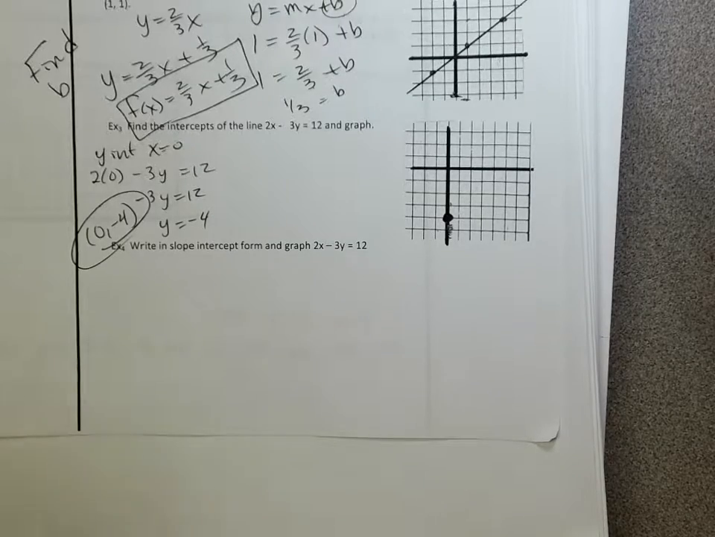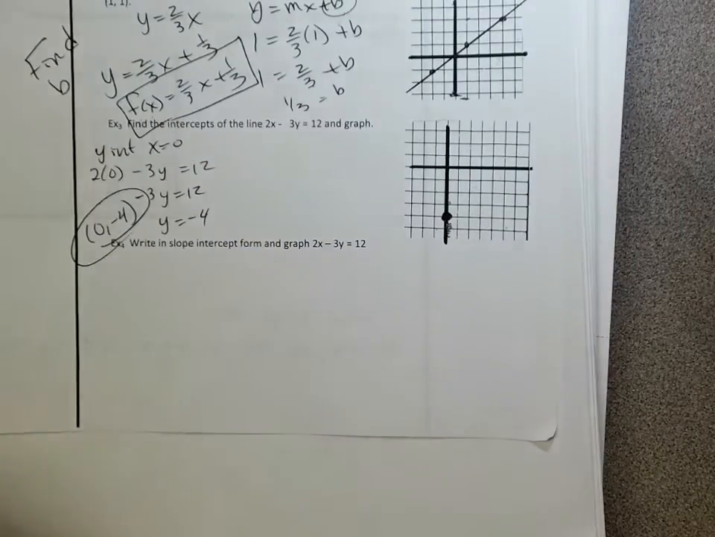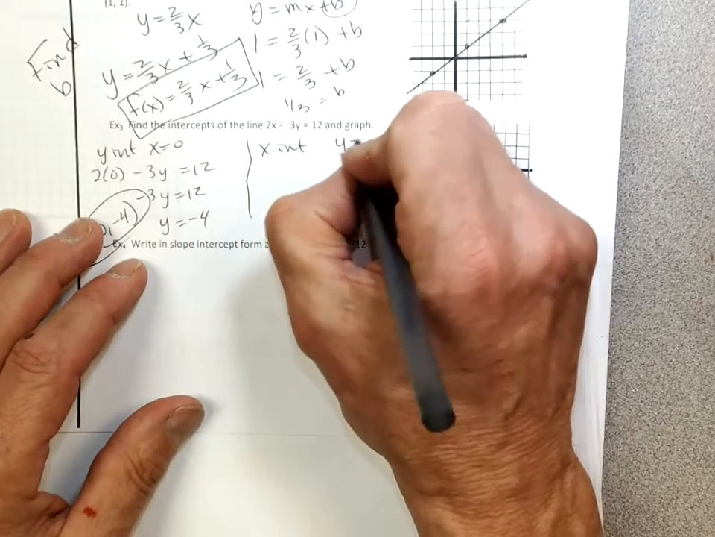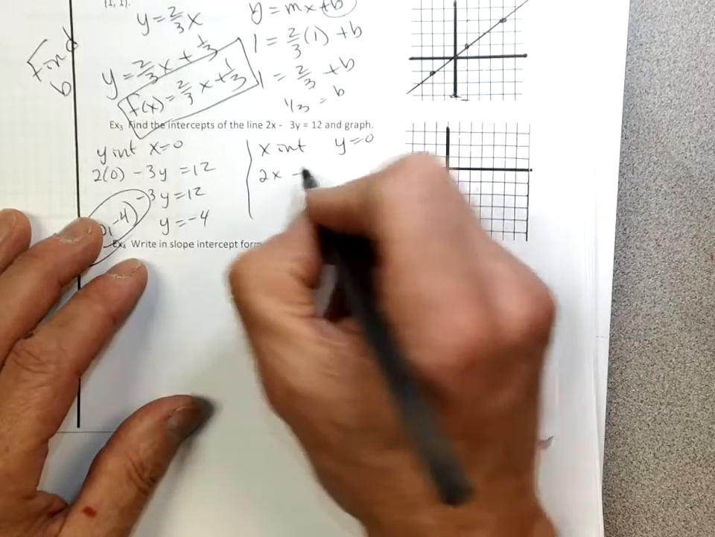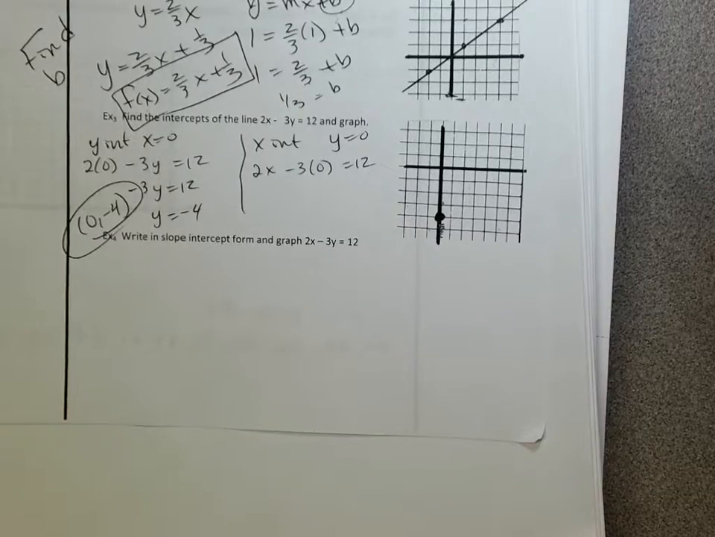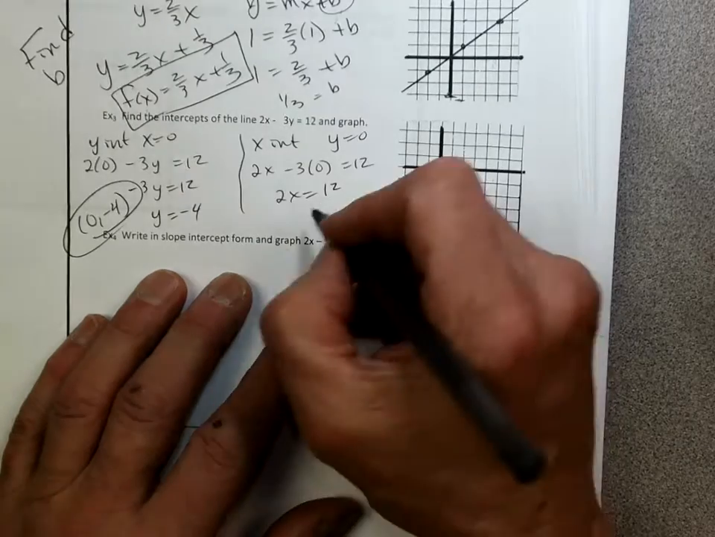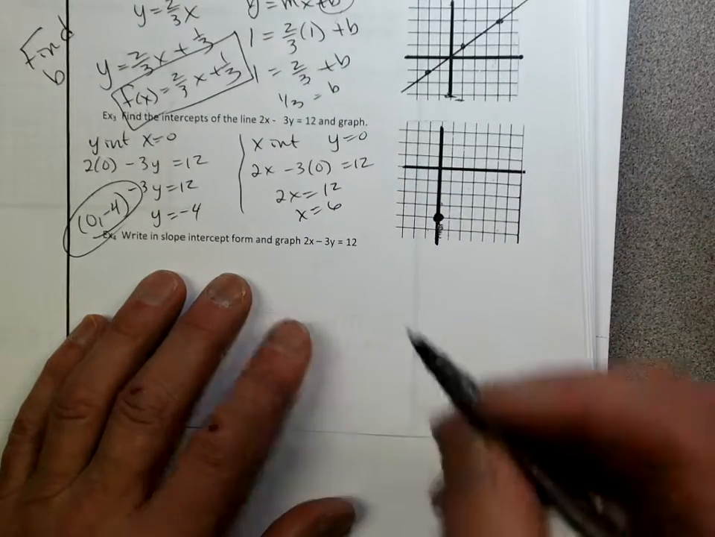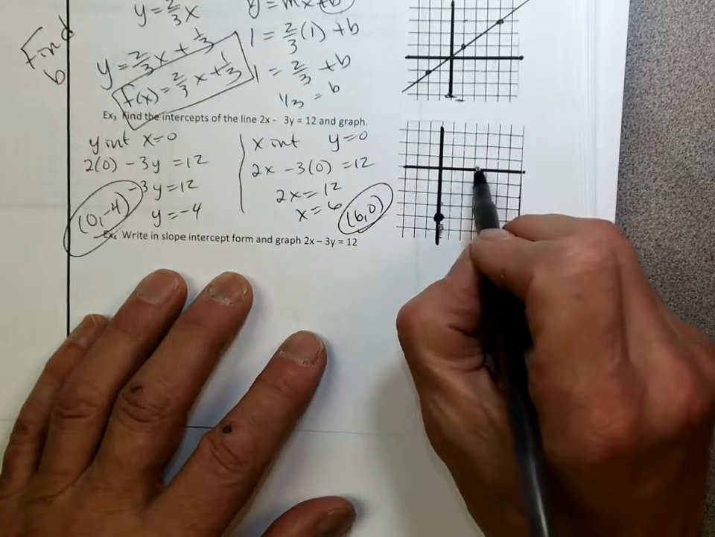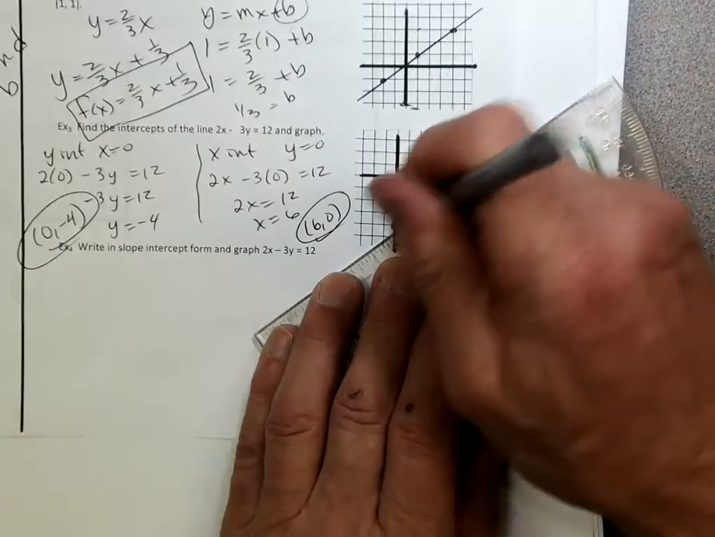X-intercept, well, go back to my reading, and it said the x-intercept is when you let y equal 0, right? So I'll do the same thing. Let's let y equal 0, so we'll go 2x minus 3 times 0 equals 12, right? 0 times anything, 0, right? 2x equals 12, right? Divide by 2, and x is 6. So we have an x-intercept at 6, 0. 1, 2, 3, 4, 5, 6. There it is.